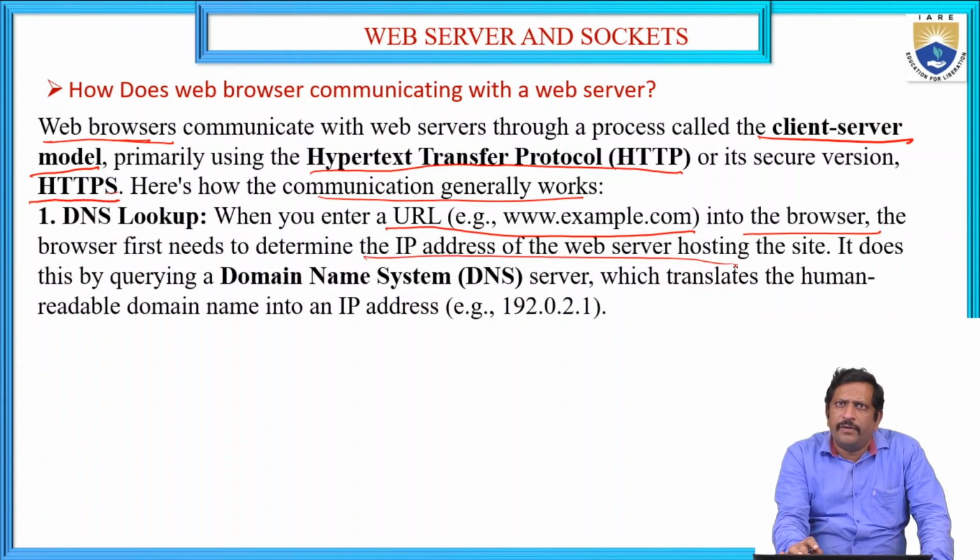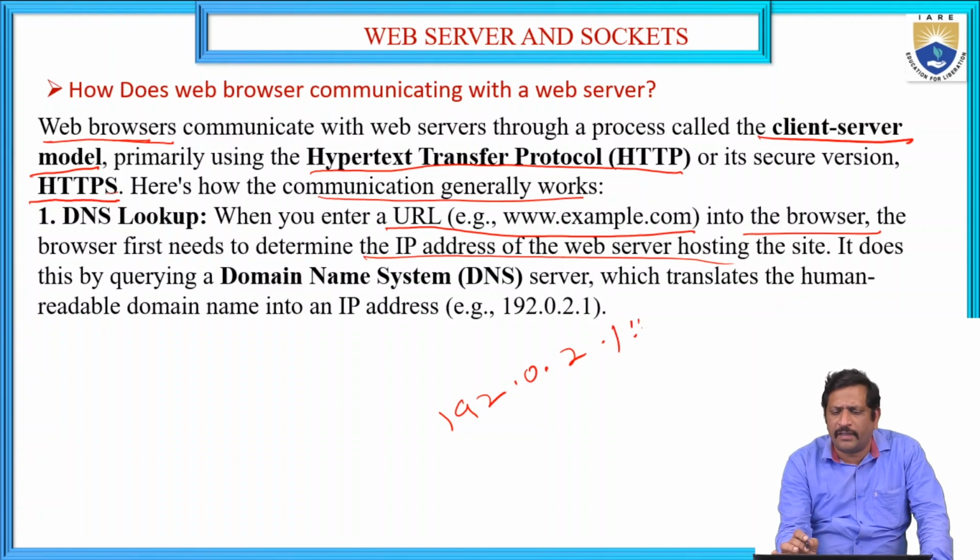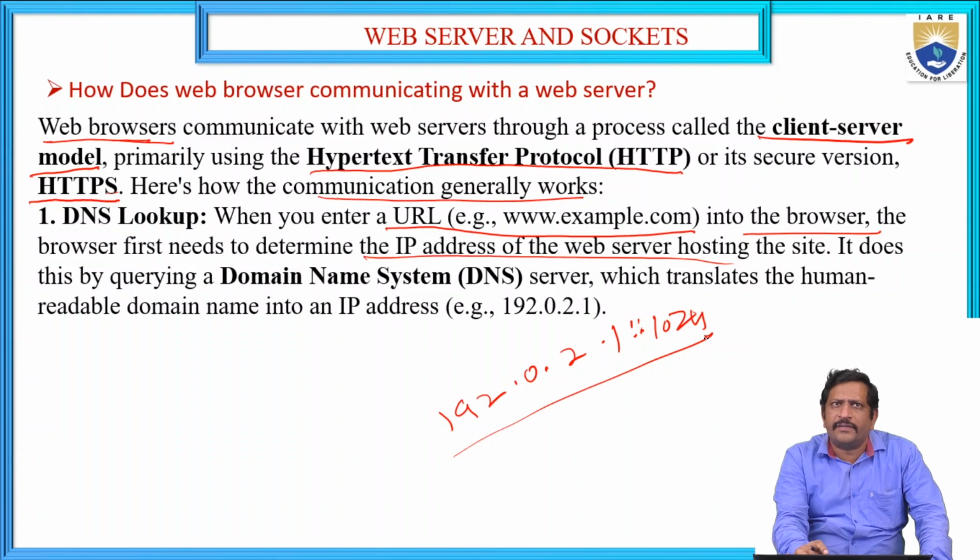If you want to transfer data from the client to the server, we have to bind the IP address and port number of the particular device. For example, the IP address is 192.0.2.1 and the port number of this particular host is 1024. Based on this IP address and the port number, we can establish the communication.